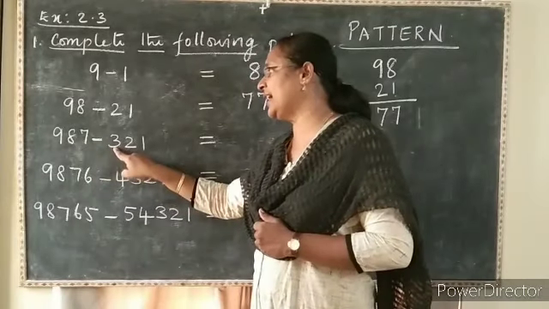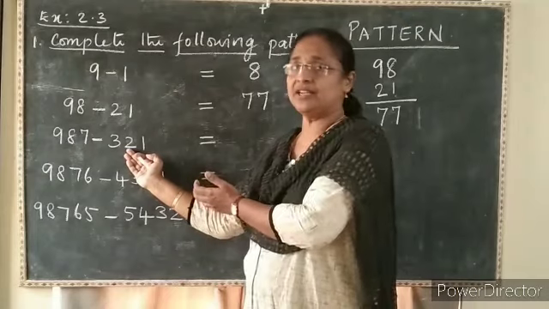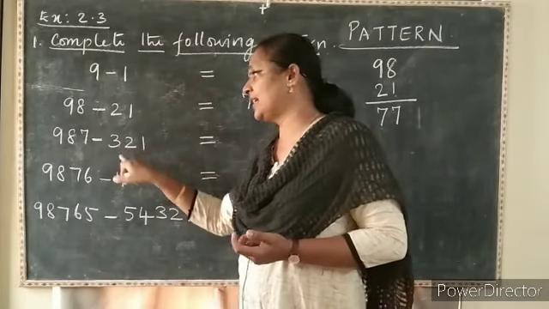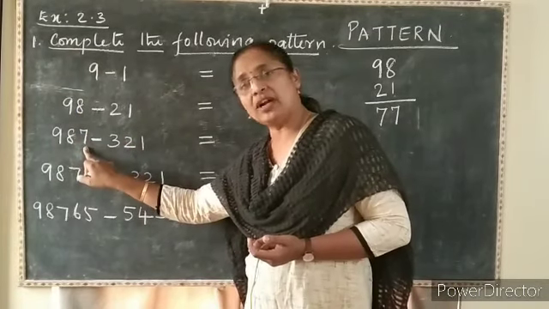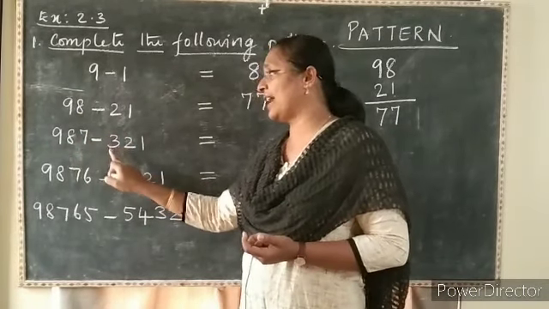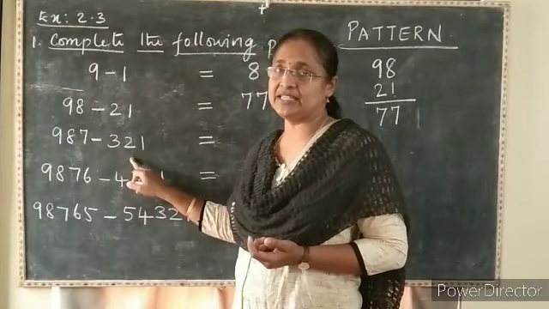987 minus 321. So they have increased one number here. Yes or no? This is a 2-digit number and here we have a 3-digit number. So after 8 they have included what? 7. Before 2 they have included what? 3. So that is 321.